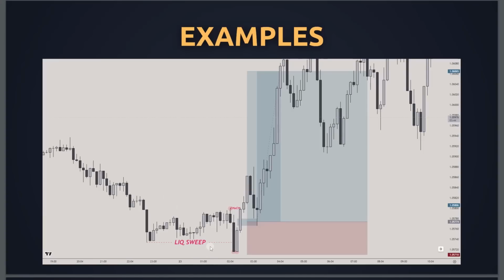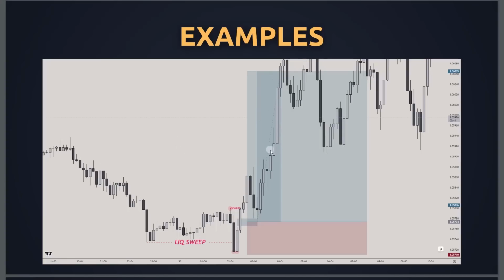Sweep right here, change of character, second step. Third one is a fair value gap on discount, usually the very extreme one, which is this one in this situation, from this high to this low. This is the fair value gap, and we can see that price was respecting the fair value gap. Price did not close below, and then started going up. That's a very nice entry.